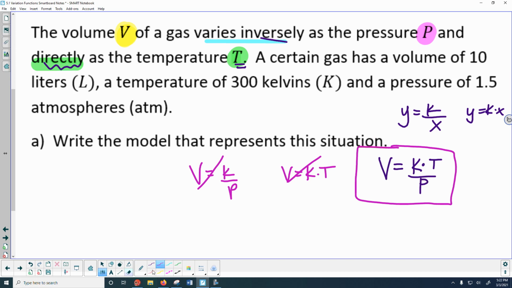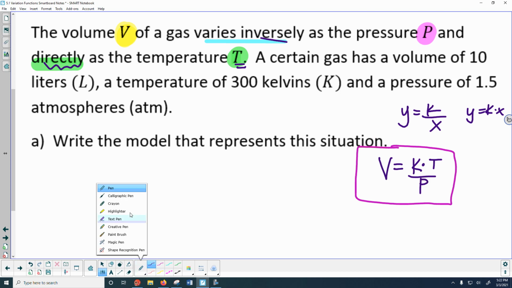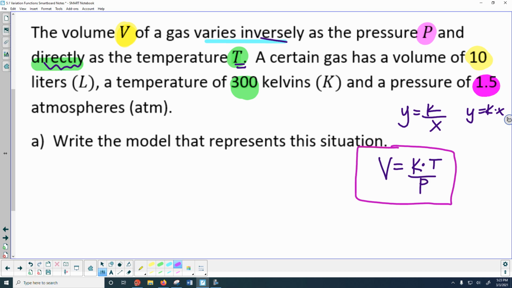So what are our values? I'm going to erase this so I have room to work. We know those are not separate. It says that the volume, so let me keep reading, a certain gas has a volume of 10 liters, so liters is the unit, a temperature of 300 kelvins, and kelvins is your unit, and a pressure of 1.5 atmospheres. And atmospheres is your unit. So let's plug in and solve for K.